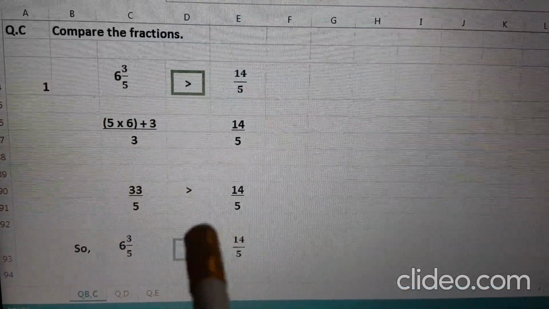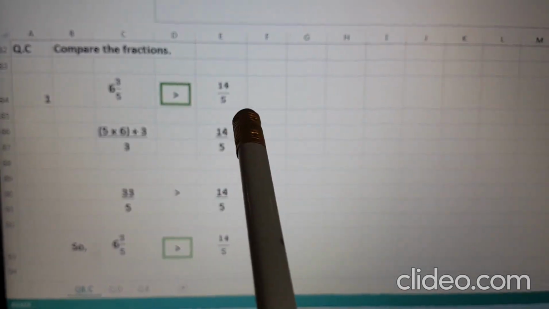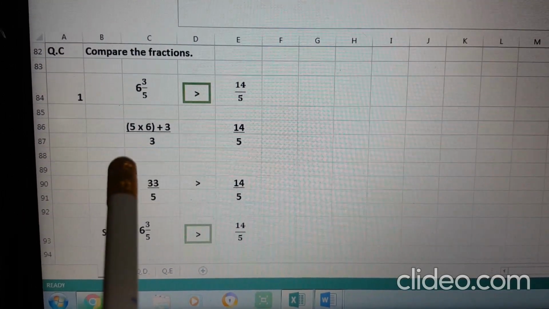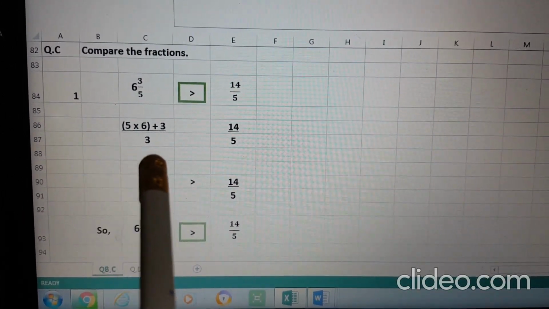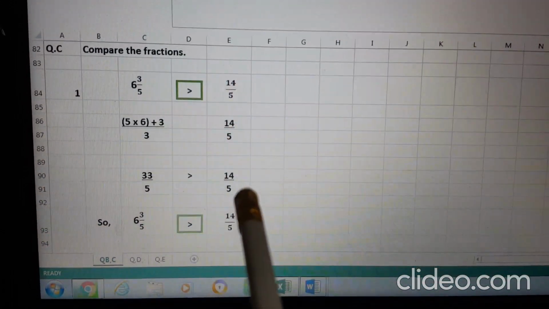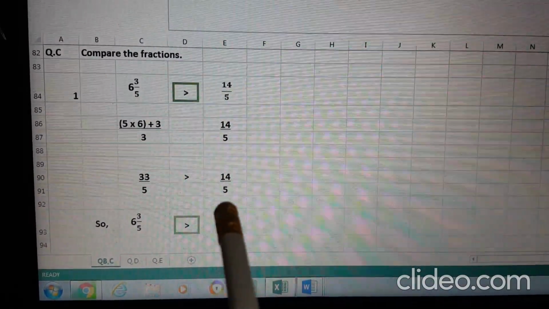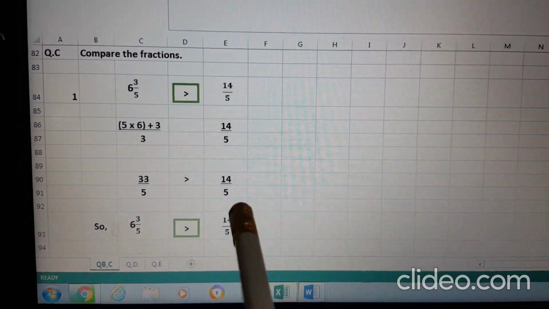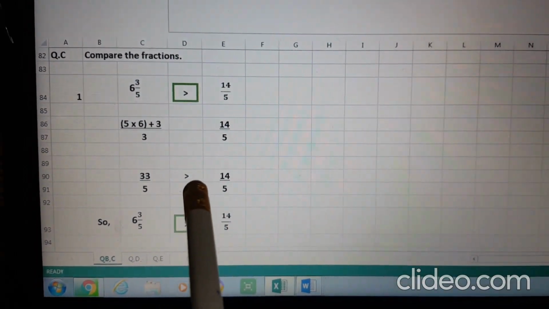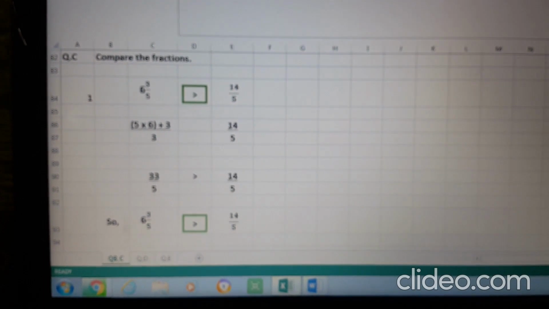Now question C is compare the fractions. Here you are given mixed fractions and an improper fraction. What you will do? Firstly, you will convert the mixed fraction into an improper fraction and you will write the improper fraction here. So you compare now. When denominators are the same, we compare only numerators. So 33 is greater than 14. So 6 whole 3 by 5 is greater than 14 upon 5.